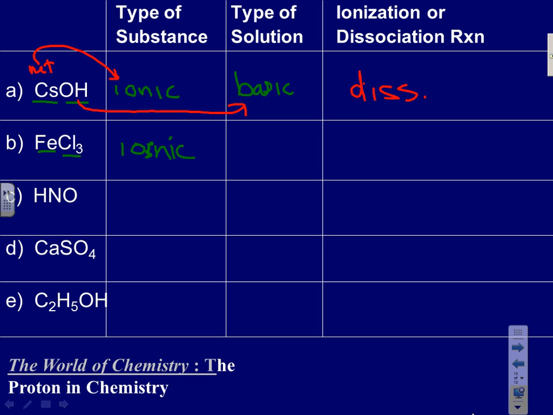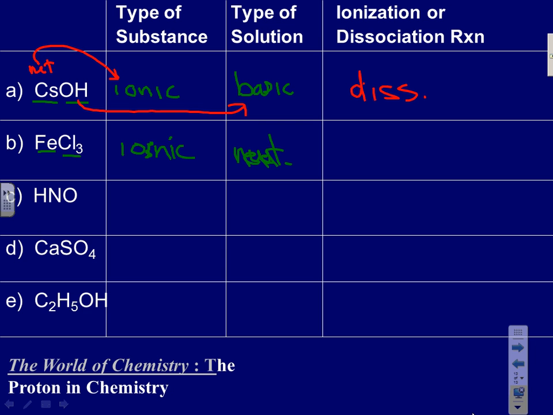Type of solution. Acidic, basic, or neutral? How do we know whether it's acidic? What do we have to have in order for it to be an acid? Is there an H on the front? No. What do we need to have it as a base? OH at the back. Is there an OH at the back? No. It's neutral. Neutral. Oh my goodness, I'm losing it.